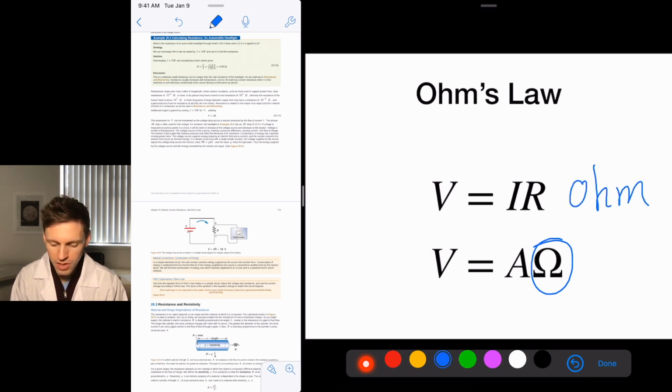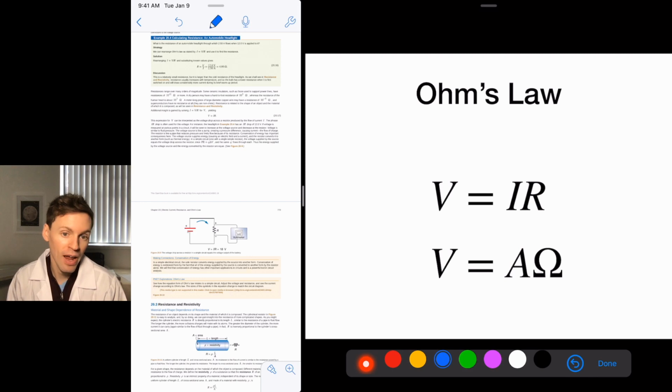Okay, so volts equals current, or amps, times ohms. And that's your, or resistance is volts per amp. So you can think of it that way. V over A is equal to ohm.